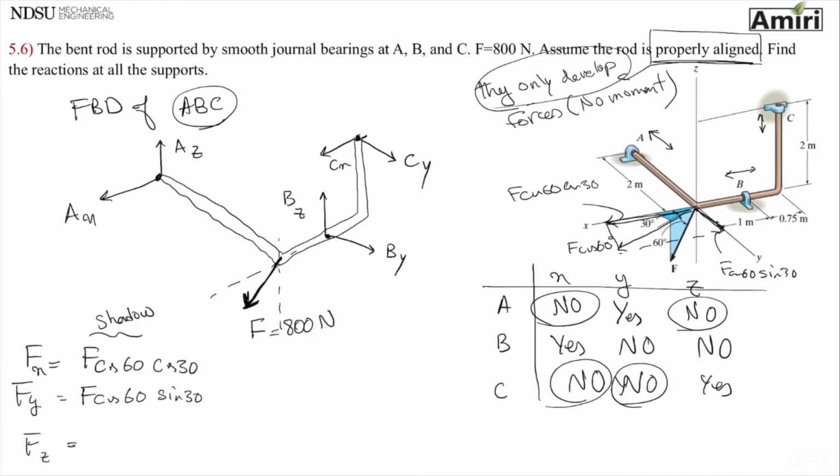And z is just F sine 30. Or sorry, F sine 60. In other words, it's F cosine 30, the angle that it makes with the z-axis, which is negative. So for me to remember, I'm just going to put negative right there. So the values for each of these are going to be 346.4, 200, and 692.8 newtons.